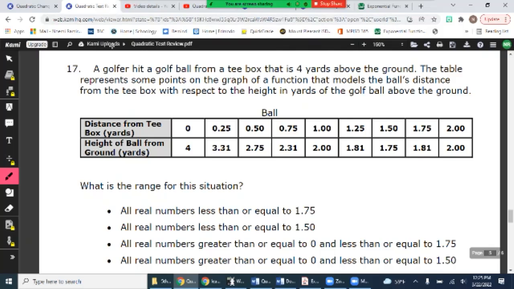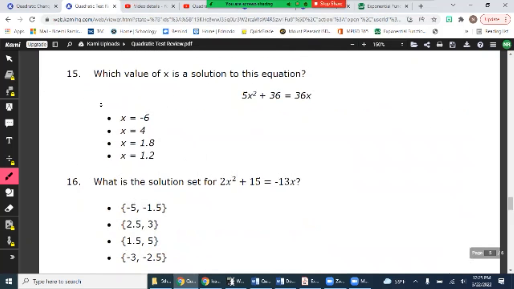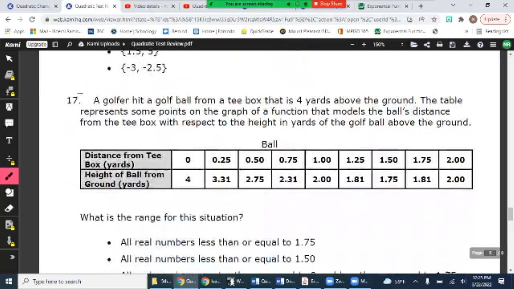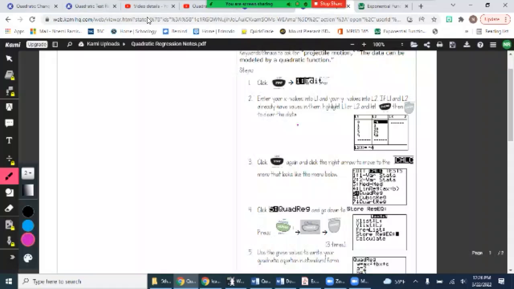Here, now we're talking about a golf ball. The values aren't actually going to make sense, but still. Think about this: distance. If your X values represent distance, can you have a negative amount of distance? No, you cannot. Can you have a negative amount of height? Because your Y values represent height. No, you cannot.